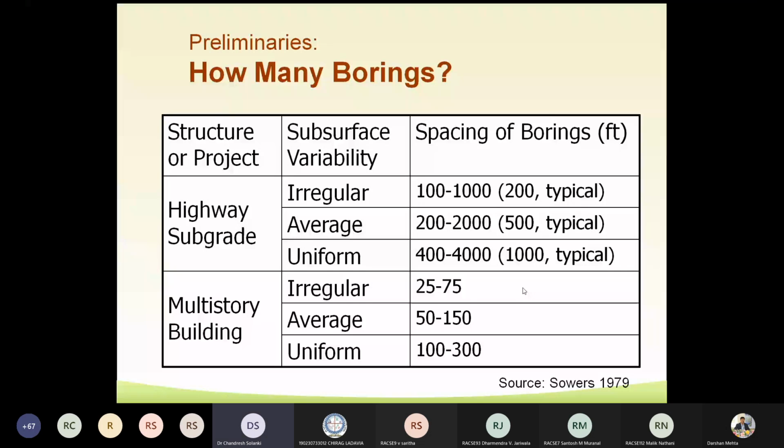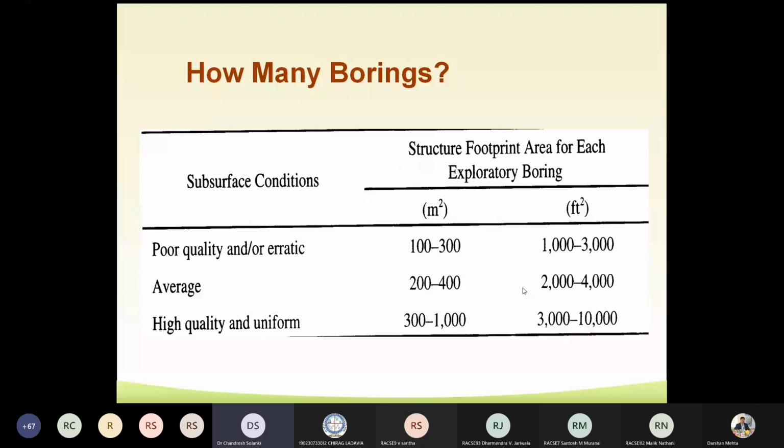This slide is shown in terms of area. For the different soils, for one borehole, what area will be recommended. So in such cases also, high quality and uniform soils require fewer borings, and poor quality and erratic soils require more borings.